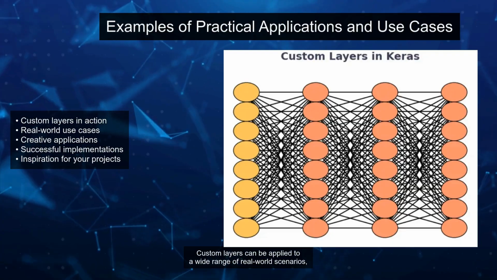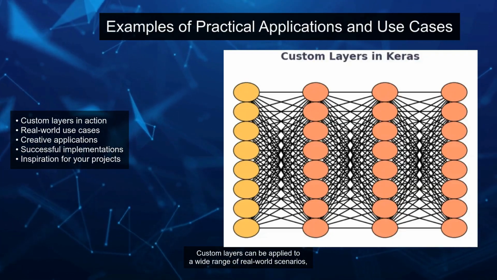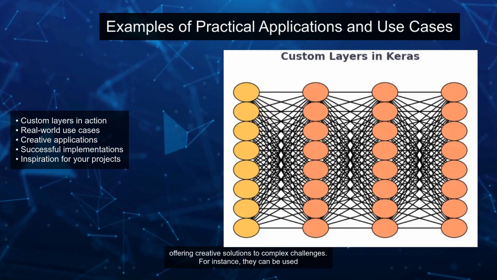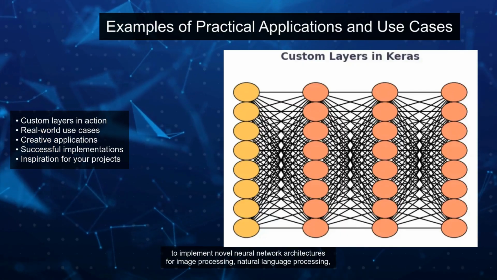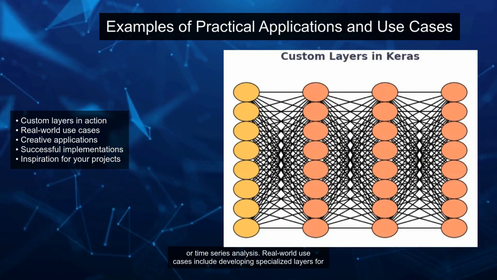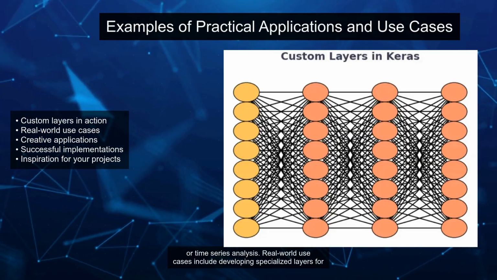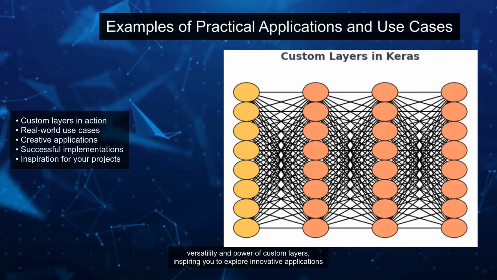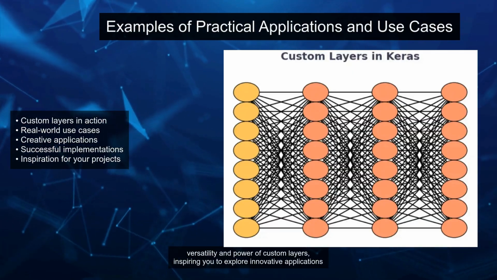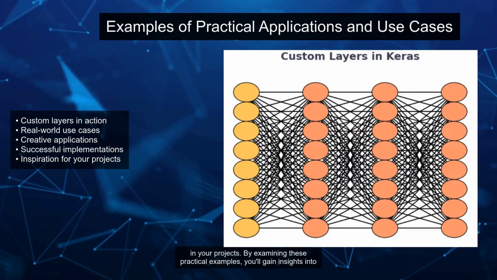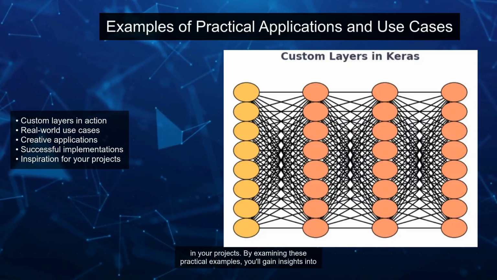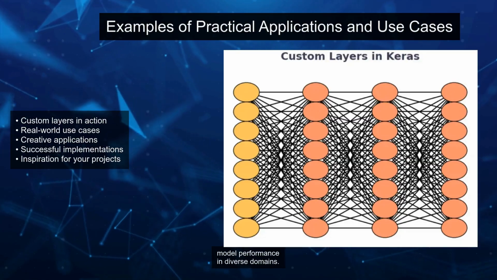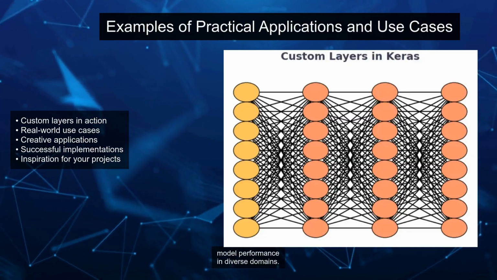Custom layers can be applied to a wide range of real-world scenarios, offering creative solutions to complex challenges. For instance, they can be used to implement novel neural network architectures for image processing, natural language processing, or time series analysis. Real-world use cases include developing specialized layers for anomaly detection, image segmentation, or custom activation functions. Successful implementations demonstrate the versatility and power of custom layers, inspiring you to explore innovative applications in your projects. By examining these practical examples, you'll gain insights into how custom layers can be leveraged to solve specific problems and enhance model performance in diverse domains.